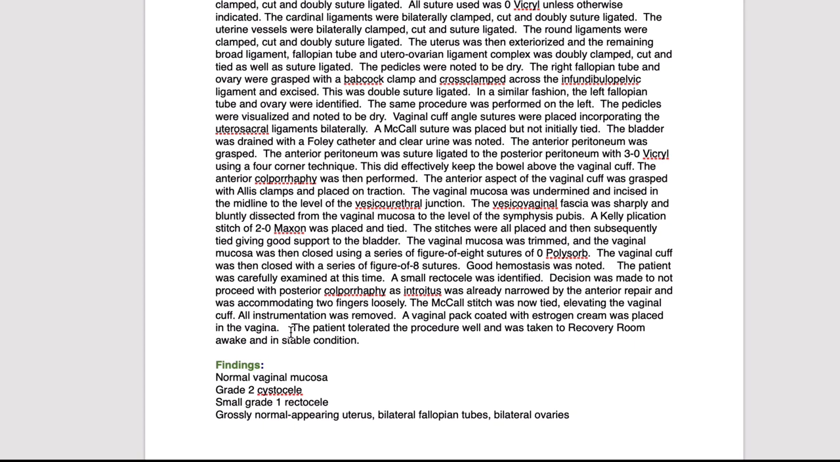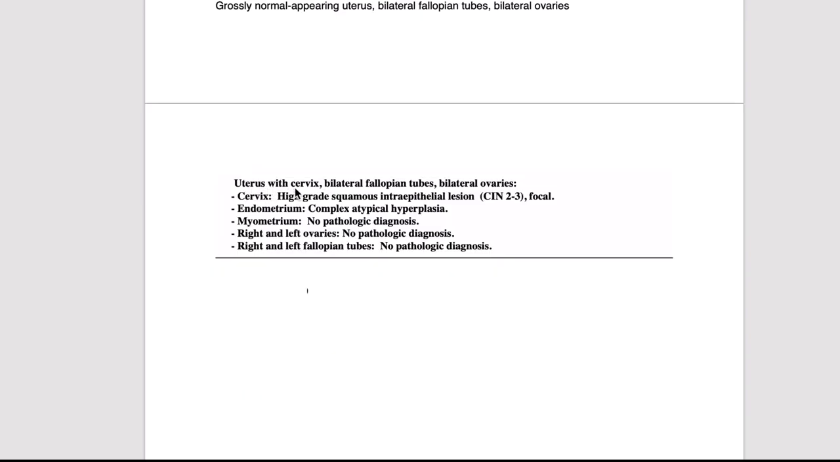And pathology tells us that it was uterus with cervix that they received with bilateral fallopian tubes and bilateral ovaries. There was nothing found for the fallopian tubes, ovaries, or the myometrium. I just love when they don't find anything, because then you don't have to code anything. But for the cervix, they found high-grade squamous intraepithelial lesion, CIN 2 to CIN 3. And how I was trained is we always go with the highest number. So instead of reporting CIN 2, I'm going to report CIN 3 only. And there's also a complex atypical hyperplasia, or atypia hyperplasia.